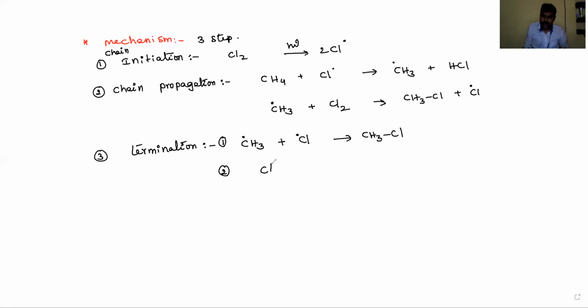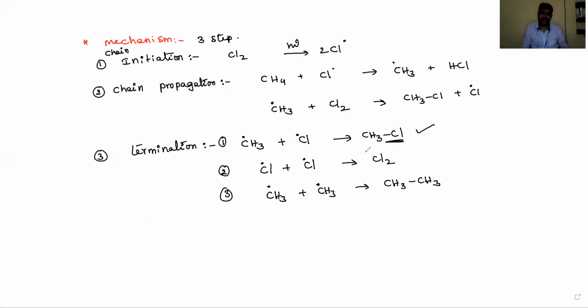Again, a chlorine free radical and a chlorine free radical can combine to give Cl2. One more possibility is that a methyl free radical and a methyl free radical combine to give ethane also. These are the possible termination reactions. Among these, methyl chloride is the major product, formed in more quantity. The remaining are formed as minor products.